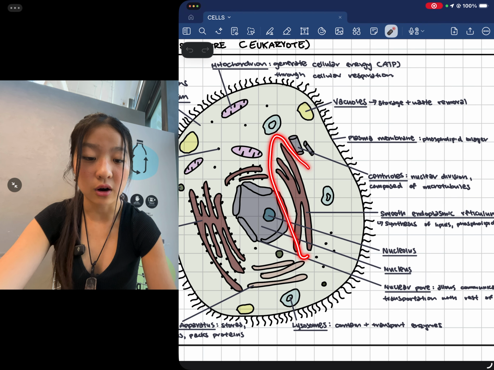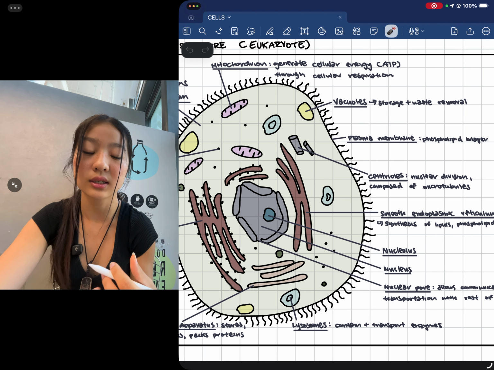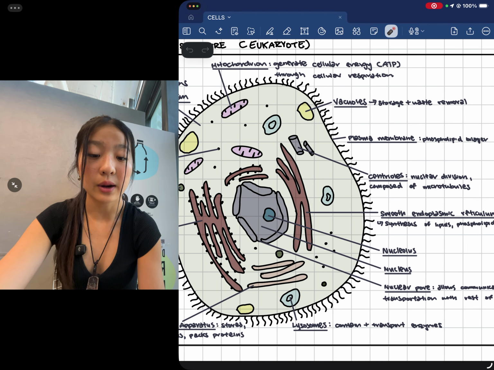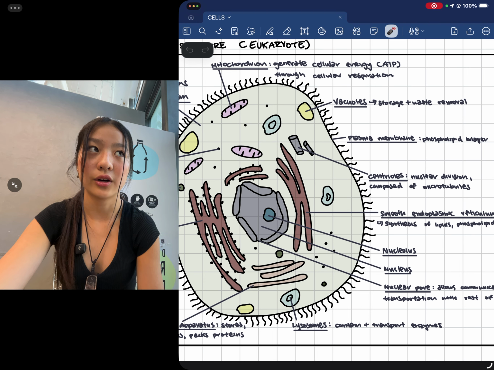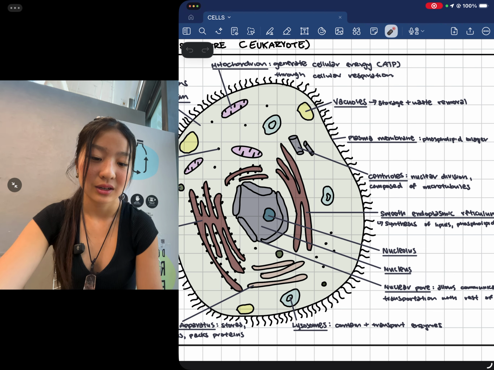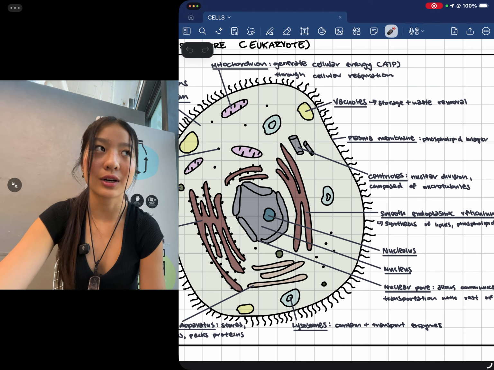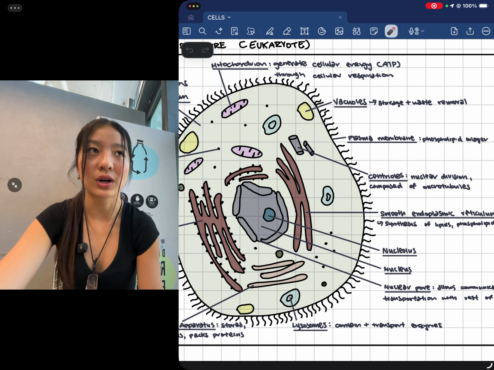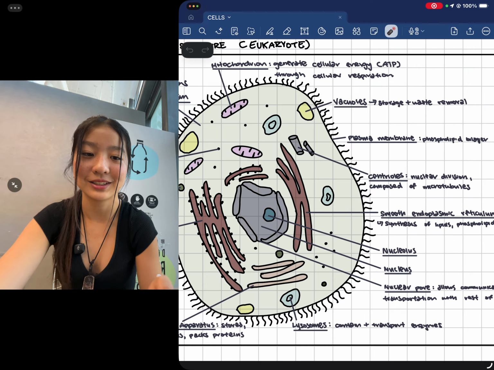Then we have the smooth ER, which is the same as the rough ER, except it has no ribosomes studded upon it, and it's the synthesis of lipids and phospholipids. Then obviously we have the nucleus, which is surrounded by the nuclear envelope, and this allows for selective expression of genes, which are really critical for transcription. And then we have the Golgi apparatus, which helps store, transport and pack proteins for exocytosis out of the cell. And then lysosomes are kind of just containers to transport enzymes around.